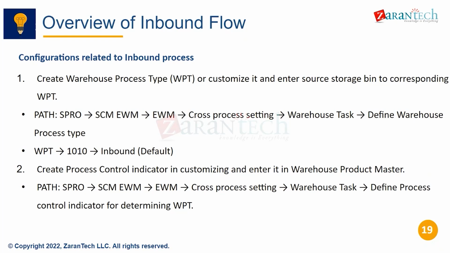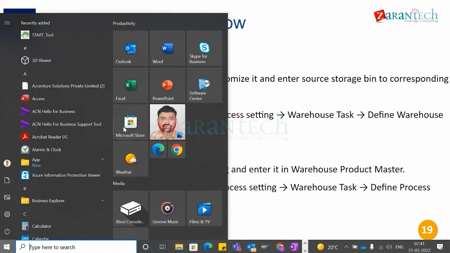Okay. Configurations related to this: these are where you can define your process type, which we will see in the system, and these are where you can define the control indicator for determining the warehouse process type. Yeah, let's see in the system where we have that.